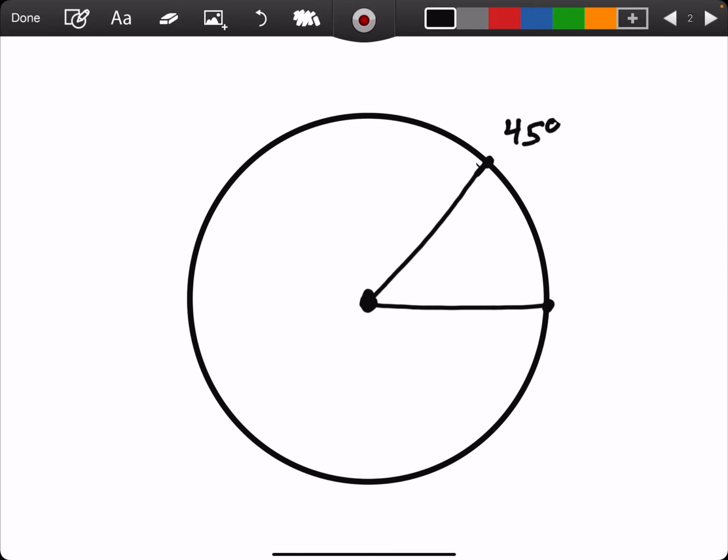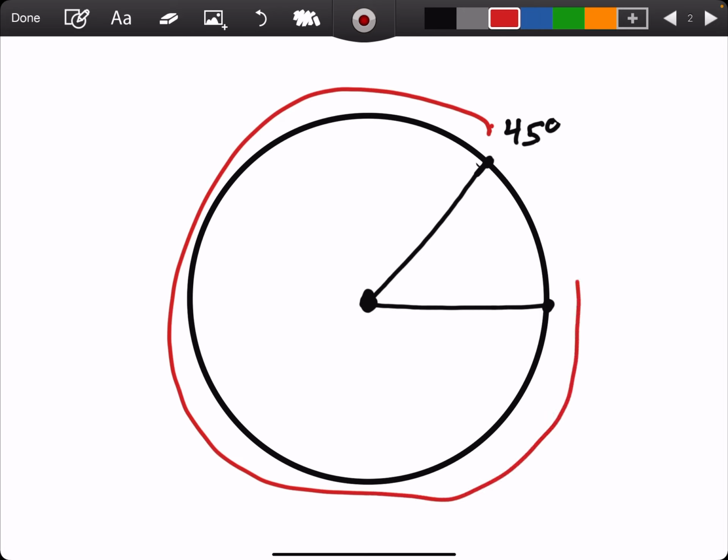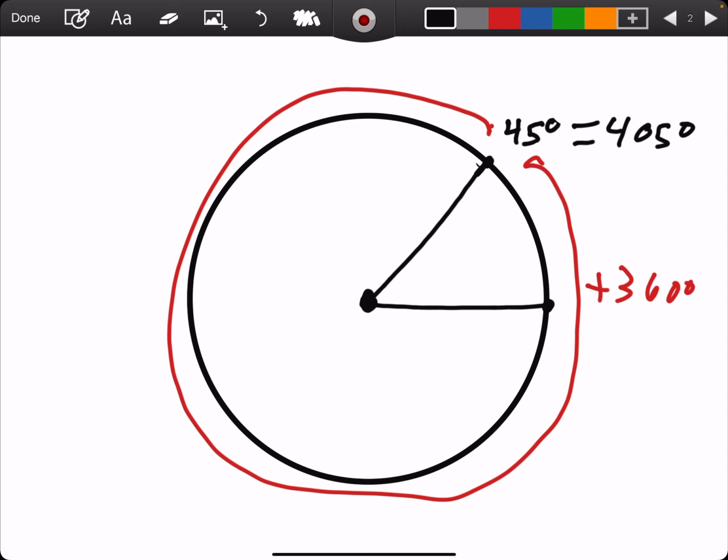So if I look at this for a minute, 45 degrees is right there. If I went all the way around the circle, this direction, then I added 360 degrees. And if I add 360 to 45, that's going to be the same thing as 405 degrees. So they end at the same place. I probably shouldn't put an equal sign. But those are called coterminals. They end at the same place.